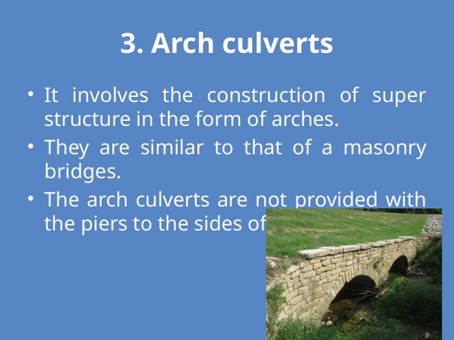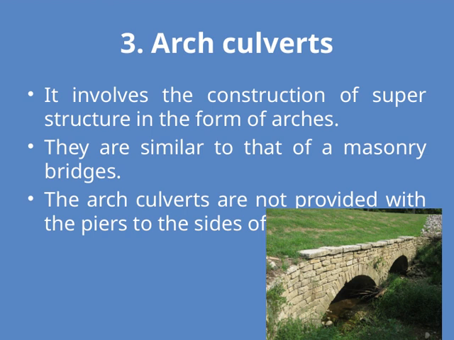Let's talk about arch culverts. These structures involve constructing a superstructure in the form of arches, which is quite interesting. The design is similar to that of masonry bridges, relying on the strength of the arch shape to carry the loads effectively. One key point to remember is that arch culverts typically do not have piers on the sides of the opening, which makes them different from other types of culverts.